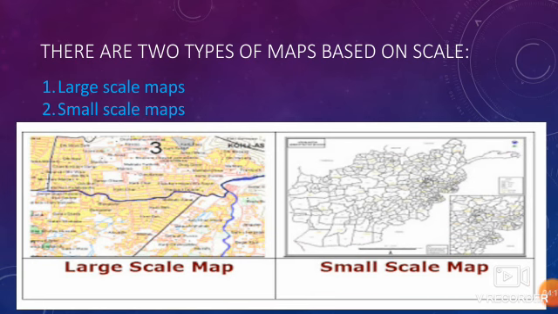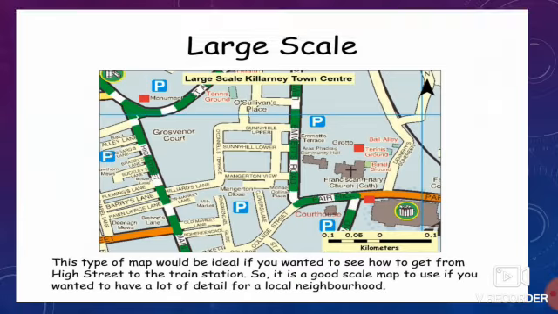Maps based on scale. There are two types of maps based on scale. Large scale maps, small scale maps. First, we will learn about large scale map. This map represents small areas. They can be divided in cadastral maps and topographical maps. Cadastral maps show individual property. Topographical map shows detailed surface features.